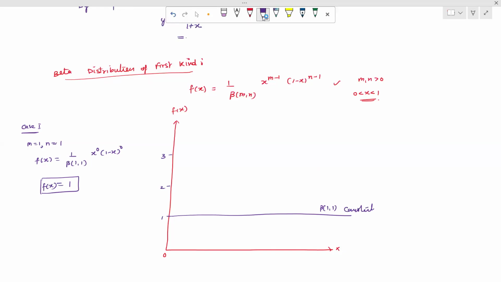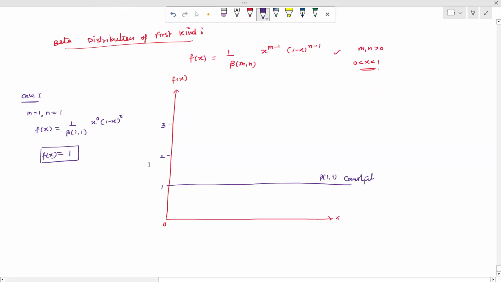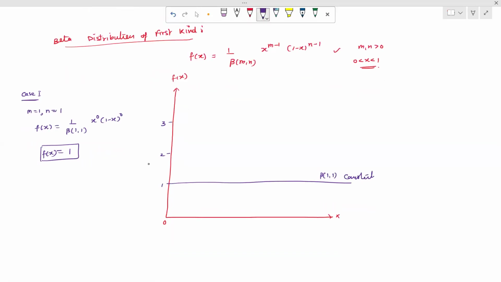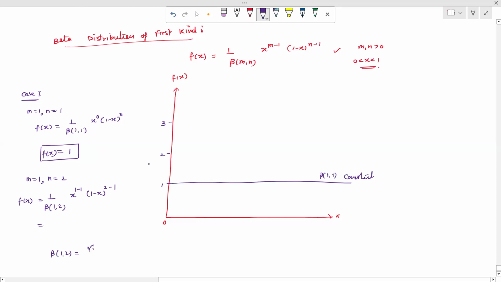Now what we do is change the parameter and see what effect it has on the nature of the function. So what did we do? We took m as it is, 1, and n equal to 2. So when we write n equal to 2, what is the value of f of x? We calculate it as 1 upon beta(1, 2), and x raised to the power m minus 1, that is 1 minus 1, 0, and 1 minus x raised to the power n minus 1. So what is the value of beta(1, 2)? Here we will calculate beta(1, 2). So this gives gamma 1 gamma 2 upon gamma 1 plus 2.